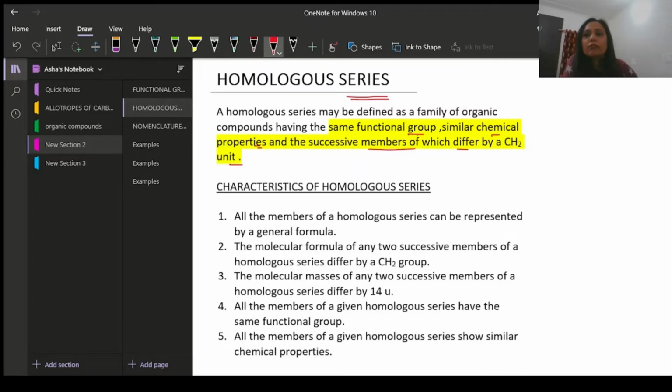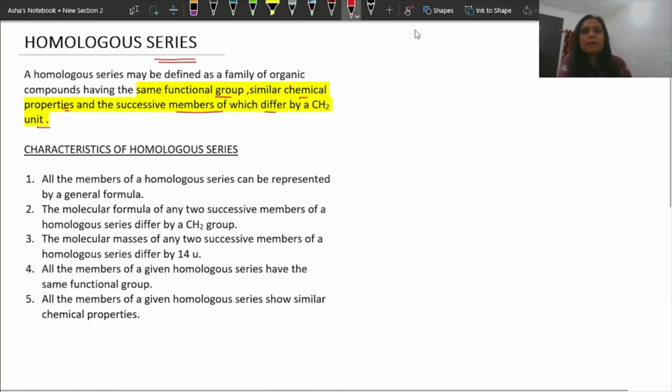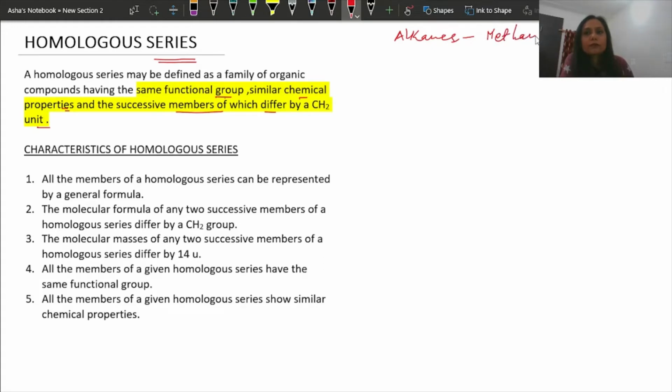For example, if you take the example of alkanes, which we have discussed in our previous session, you can check the slide there also. Alkane starts with methane, right? That is CH4. After methane, we have ethane, C2H6. After this, we have carbon 3, that is C3H8, propane. After this, we have butane. Okay, so you are seeing that every member is increased by CH2.